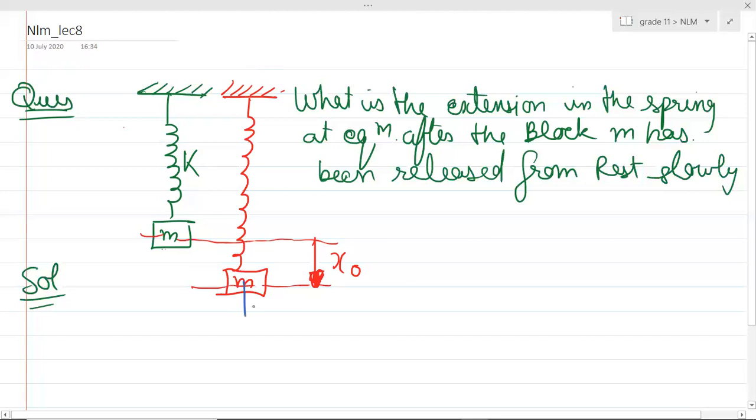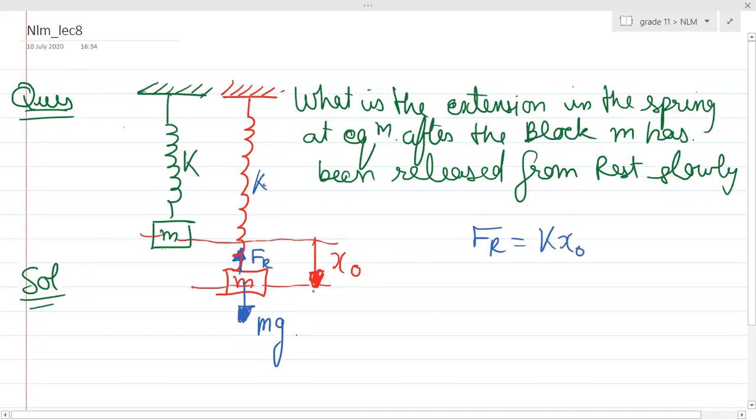At this point, what will be the forces? There will be mg acting on this object. And since the spring has deformed, will there be a restoring force? Yes, sir. So there will be a restoring force F_R, which is equal to the spring constant k times the deformation x naught. x naught was in this direction, which is why the spring restoring force is in the opposite direction. So the restoring force is kx naught.